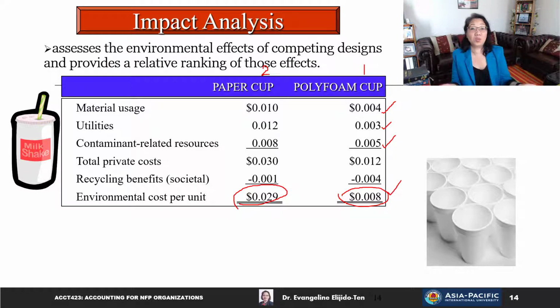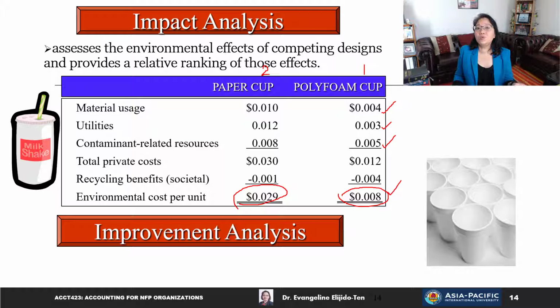All right, perhaps it won't even disintegrate in hundreds and hundreds of years if it is not biodegradable. So some companies might say, all right, even if the paper cup is not so good in terms of the environmental cost per unit compared to the polyfoam cup, let's do an improvement analysis. What can we do in terms of the paper cup's material usage? Can we make it thinner, for example?